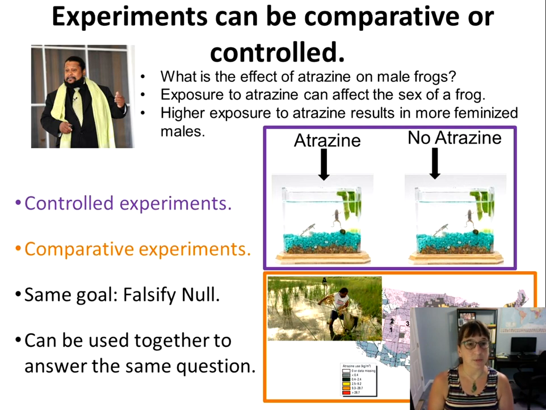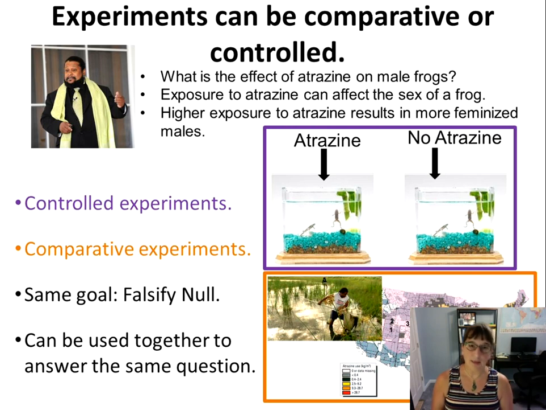So in this example, I'm using another professor from the University of Berkeley, Dr. Tyrone Hayes. Dr. Hayes is interested in the effect of this pesticide called atrazine on living things. He uses frogs kind of like Dr. Tarvin does, but he looks at all frogs. And what he's interested in knowing is whether or not atrazine has an effect on male frogs.